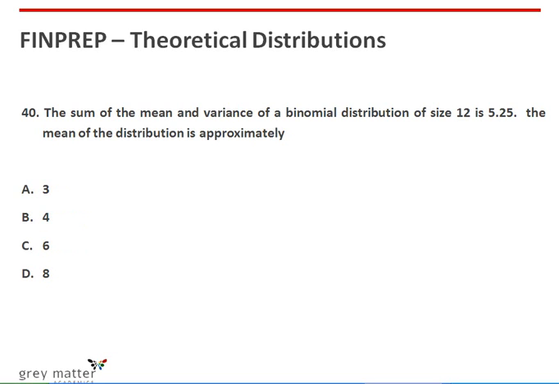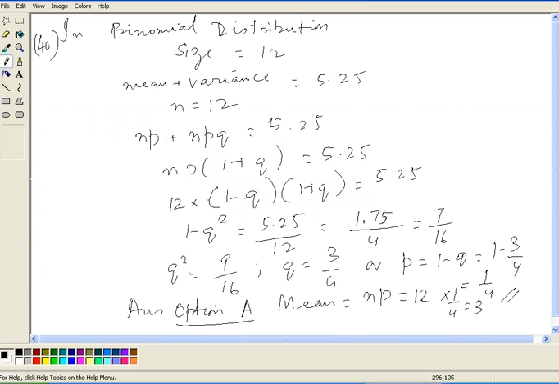40th problem: the sum of the mean and variance of a binomial distribution of size 12 is 5.25. The mean of the distribution is to be found. The size is 12 in a binomial distribution. Mean plus variance is 5.25. Now size n is 12. So np plus npq, where np is the mean and npq is the variance, works out to 5.25. On simplification, substituting the relevant value for n, we know p can be written as 1 minus q, and when we substitute and simplify, we find that q equal to 3 by 4 or p is equal to 1 by 4.